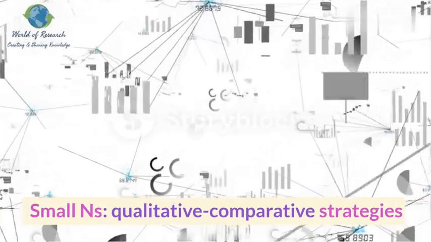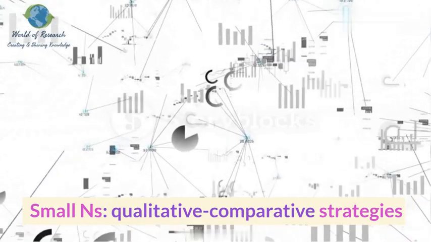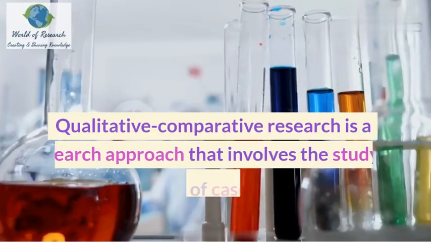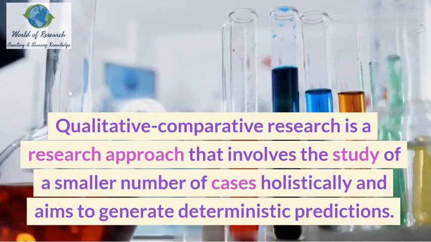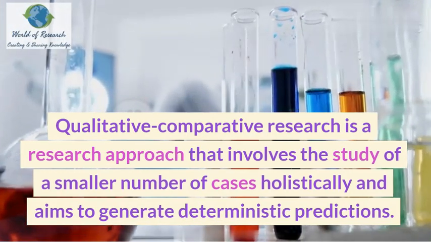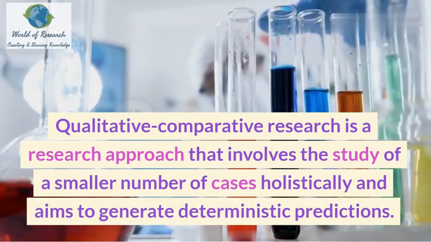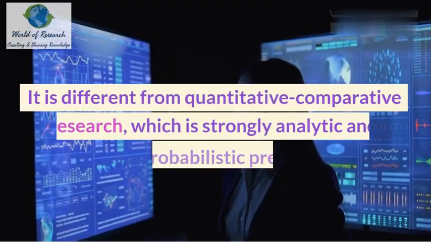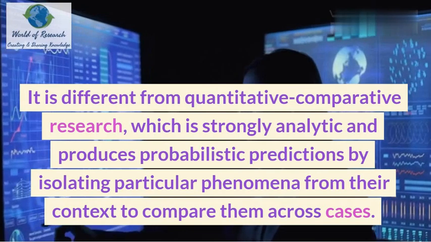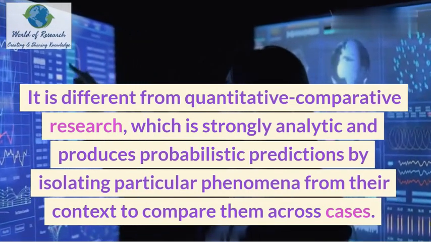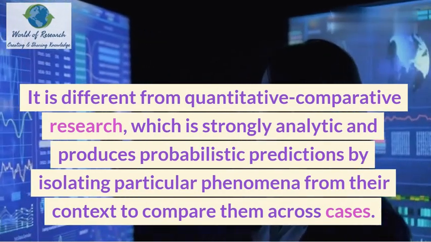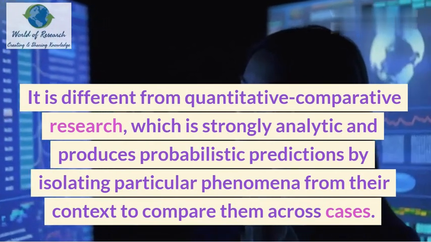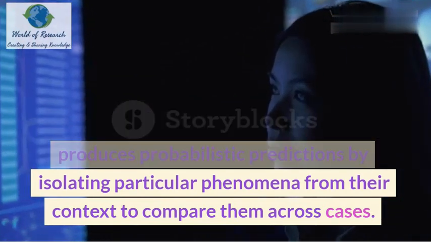Small N: qualitative comparative strategies. Qualitative comparative research is a research approach that involves the study of a smaller number of cases holistically and aims to generate deterministic predictions. It is different from quantitative comparative research, which is strongly analytic and produces probabilistic predictions by isolating particular phenomena from their context to compare them across cases.